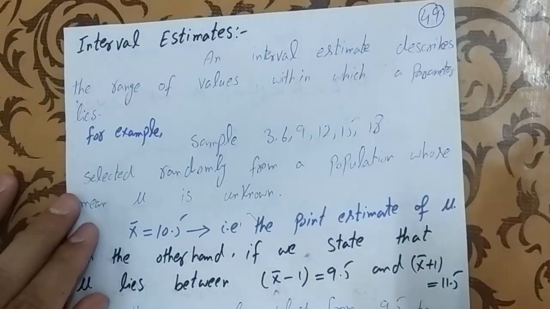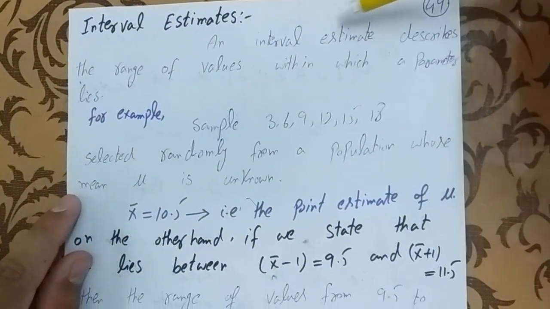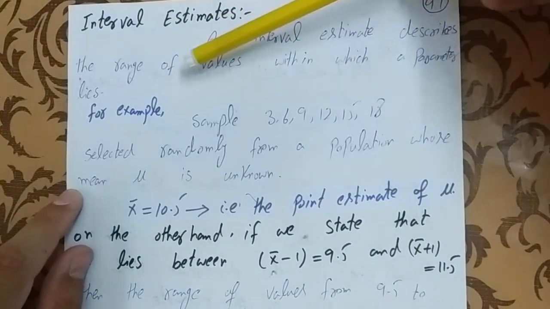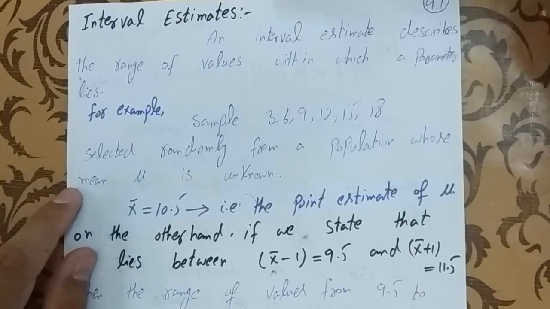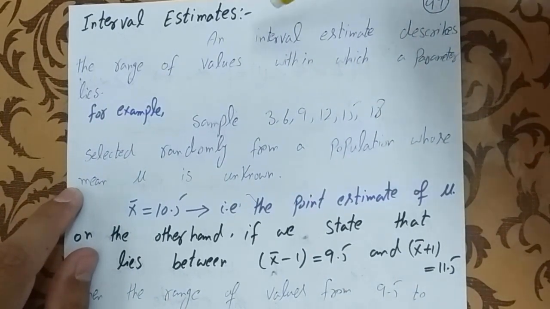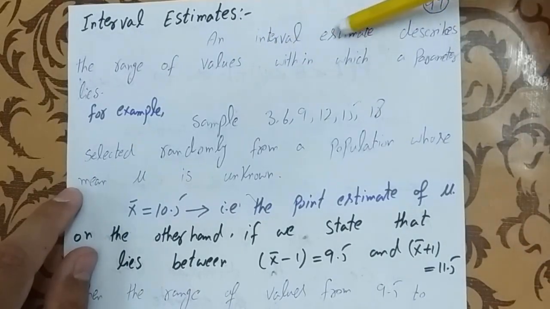Now the next very important topic starts: interval estimates. What is an interval estimate? An interval estimate describes the range of values within which a parameter lies. In the previous lectures we discussed two main things, the point estimator and the interval estimator. Now the point estimator is closed, and we start the interval estimator. An interval estimate describes the range of values within which the parameter lies.